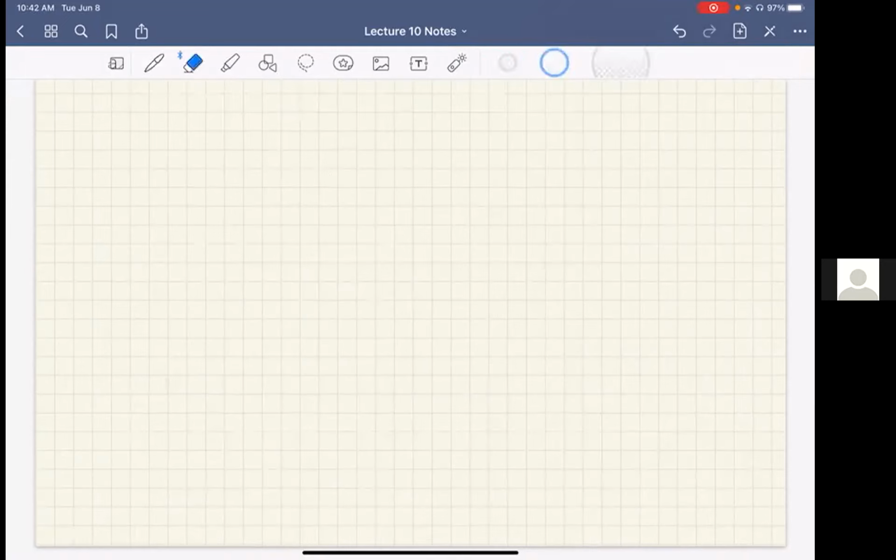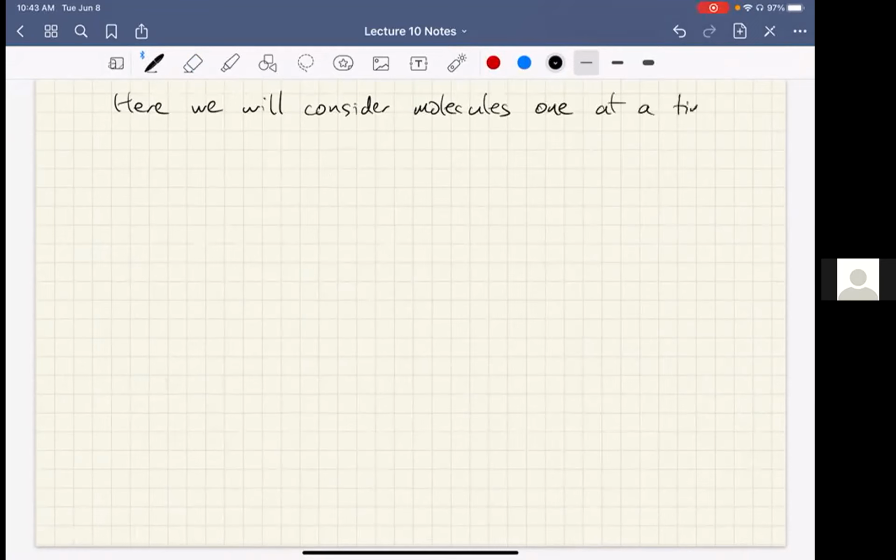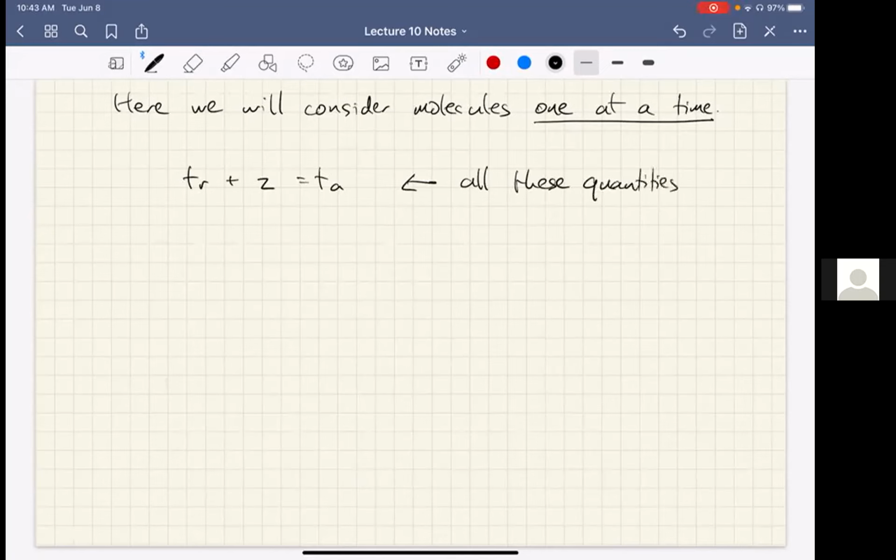So here we will consider molecules one at a time. In other words, we're basically going to consider a universe with exactly one molecule in it. That molecule propagates and it arrives. So for now, let's put aside the question of what happens when we have to repeat molecule transmissions. We're just going to consider molecules one at a time. So in other words, we have TR plus Z equals TA, where all these quantities are scalars.